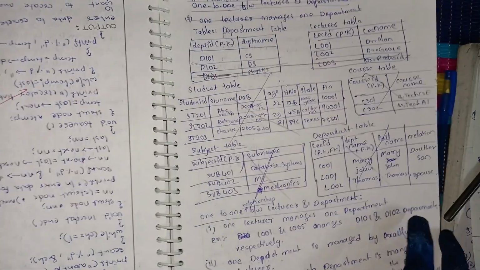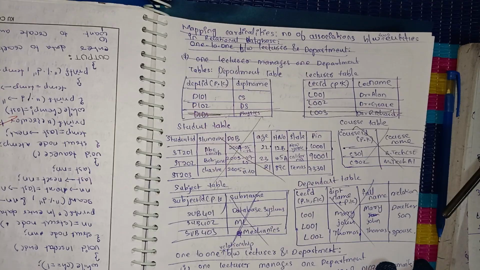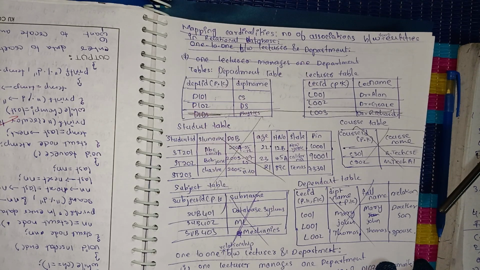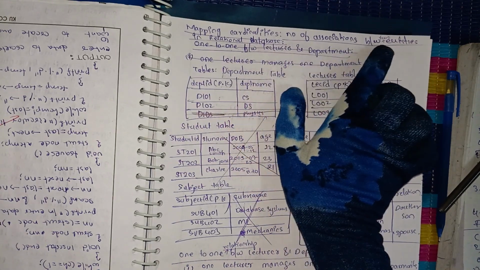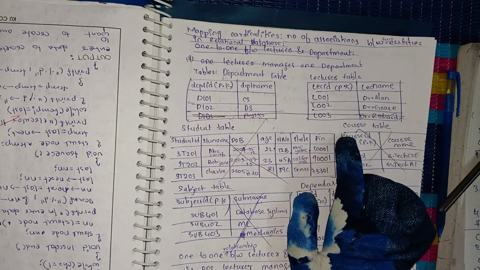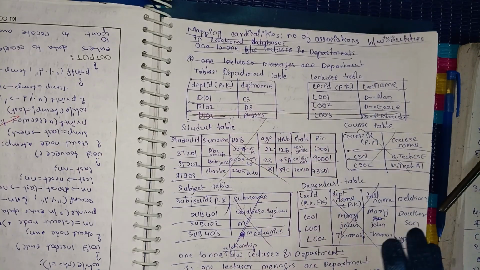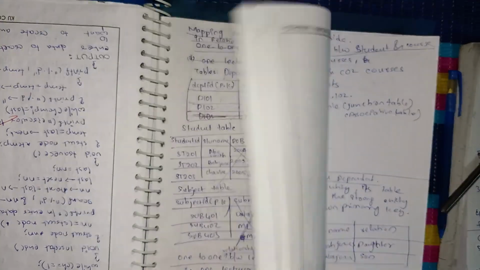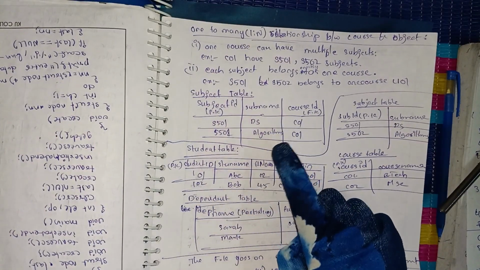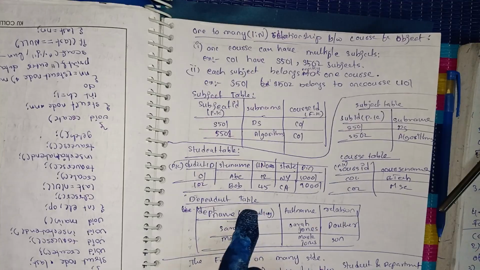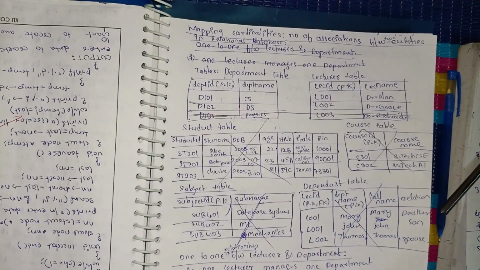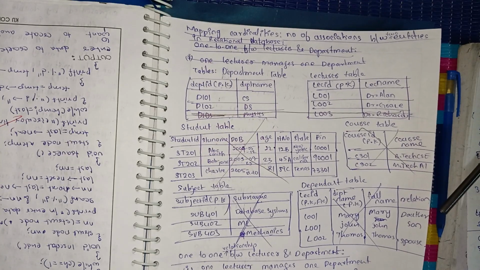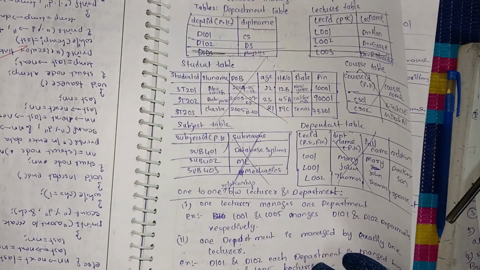And then we have mapping cardinalities in the ER diagram of the university schema. Mapping cardinalities means the number of associations between two entities. The tables are the department table, lecturer table, subject table, student table, course table, and dependent table. These are the actual tables. Through this we will establish a relationship between two entities.